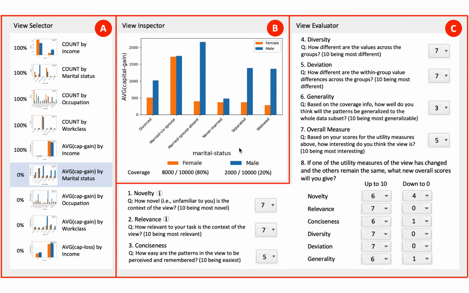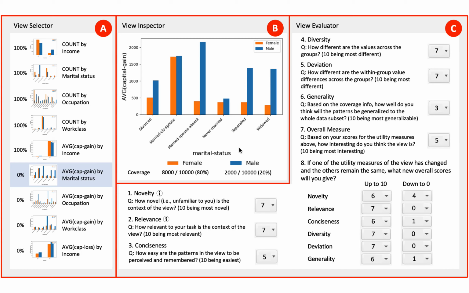You can see it has 3 parts. Part A is the view selector, which is used for the user to select the specific views to answer the questions for. And the view inspector, part B, will be displaying the selected views. You can see that it will have the view as well as some additional information like the coverage information, which is not illustrated directly in the view. And the third part is the view evaluator, where the user answers questions, and we will use the answers to these questions to try to find out the composition of view interestingness.